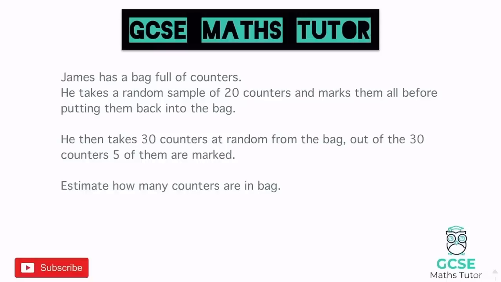Now if we just make a few statements, because we're going to assume that the sample is proportional to the next one that he took as well, or to the rest of the counters in the bag. So initially he takes a sample of 20 counters out of, we don't know. That's what we're trying to work out, so let's call that 20 over x. On the next time, he takes a sample of 30, and 5 of them are marked. So we'll say that that's now 5 out of 30. So 5 out of the 30 were marked, but previously it was 20 that were marked out of something we don't know. But we are going to assume that these are proportional.